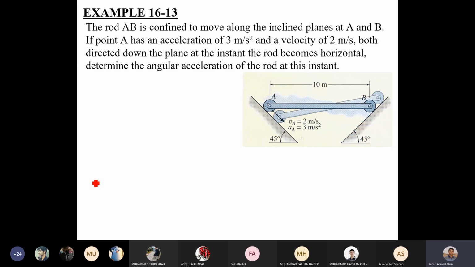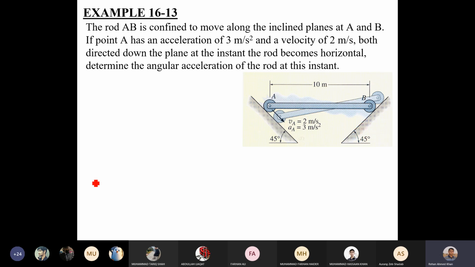The rod AB is confined to move along the inclined planes at A and B. Point A has an acceleration of 3 meters per second square and a velocity of 2 meters per second down the incline. At the instant this rod becomes horizontal, you need to determine the angular acceleration of the rod at the instant shown. So the kinematics of point A are known to you, that is it is moving down with a speed of 2 meters per second and an acceleration of 3 meters per second square. You need to determine the angular acceleration of this rod AB at the instant shown when this link AB becomes horizontal. Both the inclines are at an angle of 45 degrees as shown in the figure.